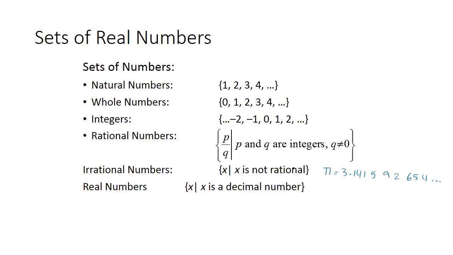Another example would be the square root of 2. Square roots of prime numbers are irrational also. So if you put the square root of 2 in your calculator, what do you get? You get 1.4142135562. Again, this number goes forever. It keeps going up or down forever.